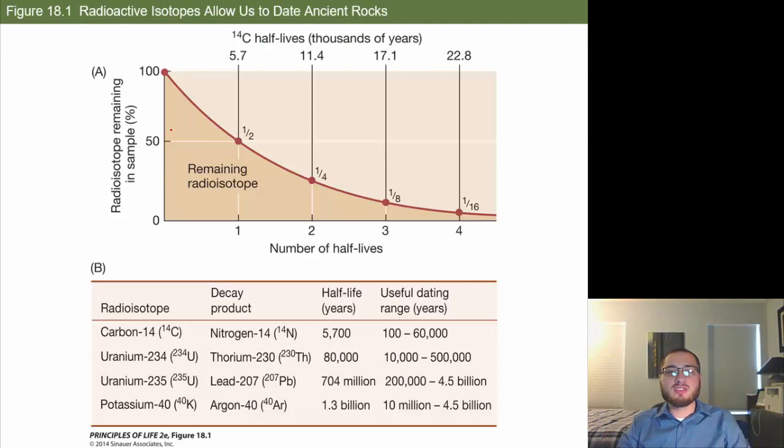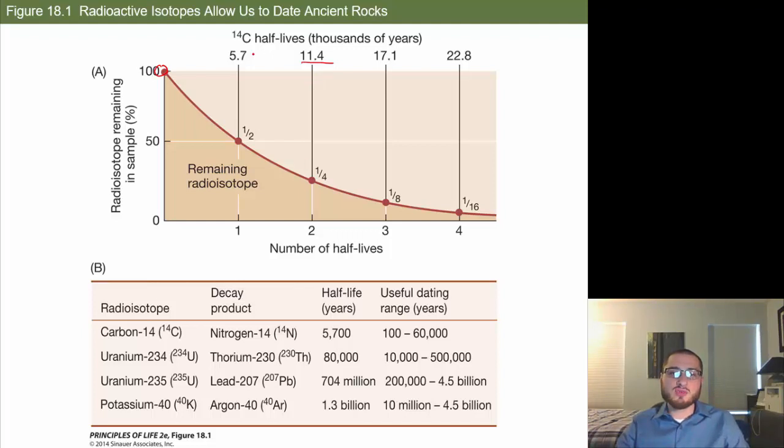Say I have a sample that we know starts out 100% of one element. Over time, after one half-life, or 5,700 years, half of that element will have changed. Then after another half-life, half of that half is going to be a fourth. That's two half-lives, so now it's been 11,400 years.